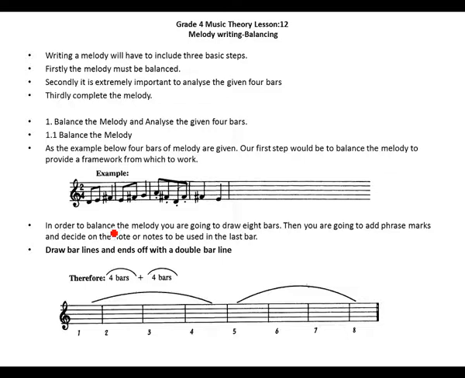In order to balance the melody, you are going to draw 8 bars. Then you are going to add phrase marks and decide on the note or notes to be used in the last bar. Draw bar lines and end off with a double bar line. Therefore, we should have 4 bars plus 4 bars, and it equals 8 bars.